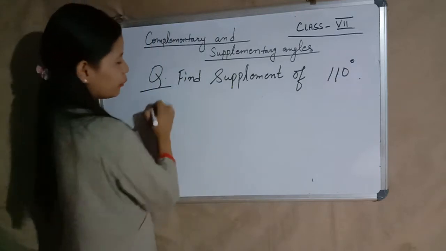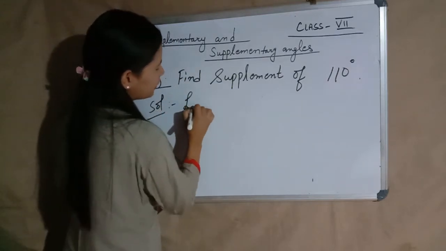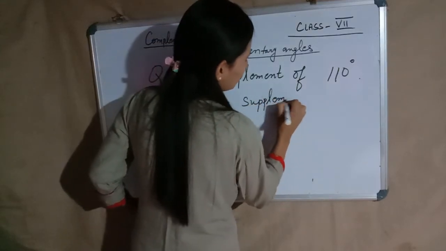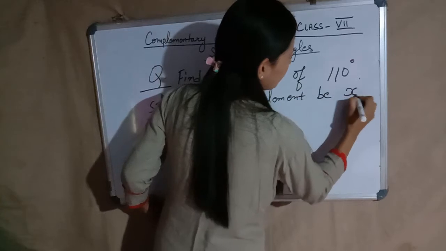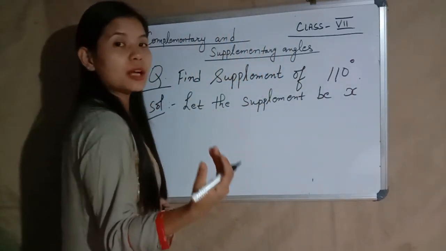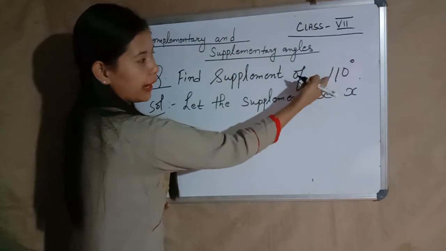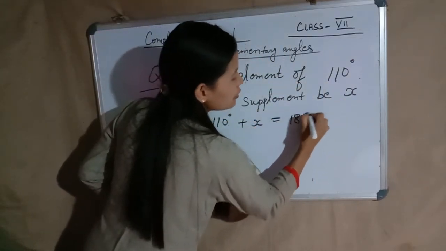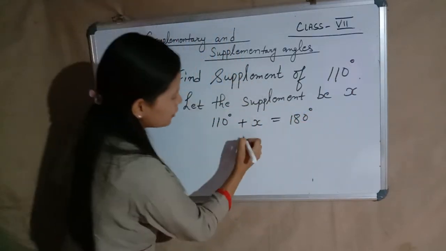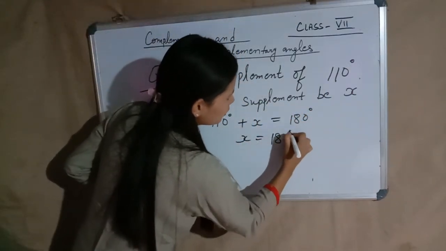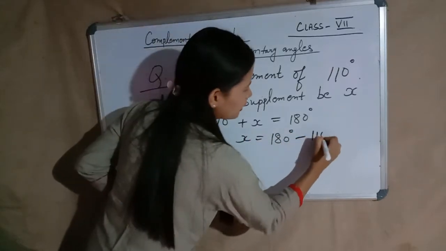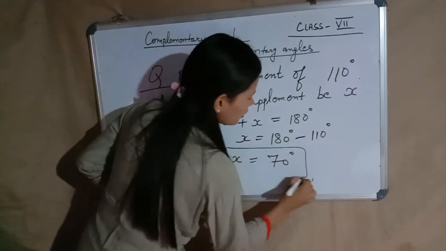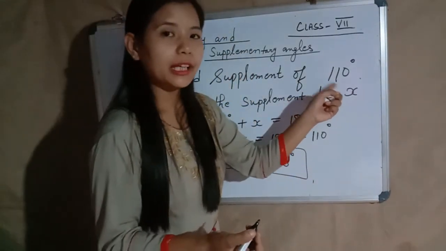We start by assuming the supplement to be x. So we write: let the supplement be x. Since the sum of supplementary angles measures 180 degrees, the sum of these two angles will be equal to 180 degrees, according to the definition of supplementary angles. From here we can get the value of x, which is 180 degrees minus 110 degrees, that is equal to 70 degrees. So we have got the supplementary angle of the given angle.